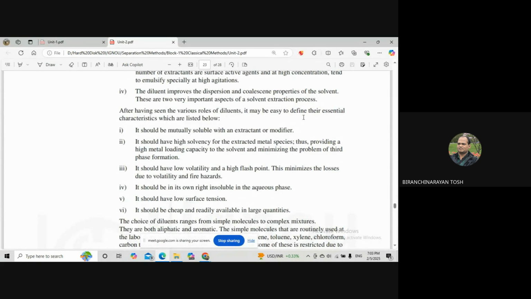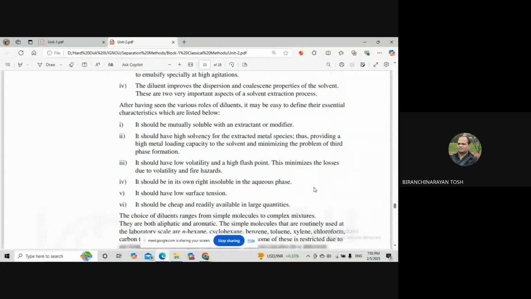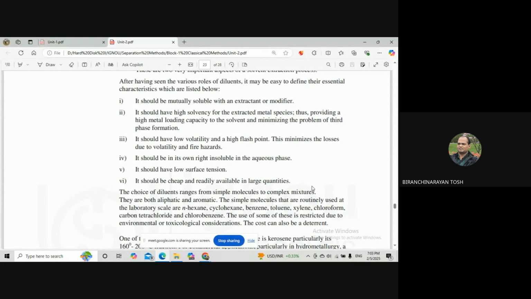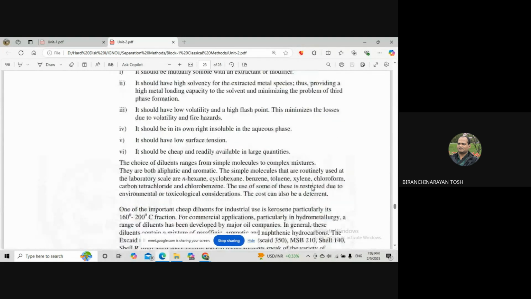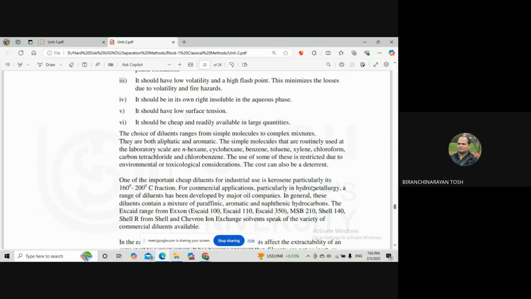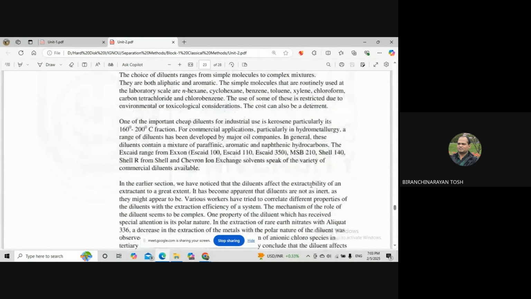The essential characteristics of the diluent are these: it should be mutually soluble with the extractant or modifier. It should have high solvency for the extracted metal species. It should have low volatility and a high flash point. It should be in its own right insoluble in the aqueous phase. It should have low surface tension. It should be cheap and readily available. So these are the properties by which you can select the diluent.